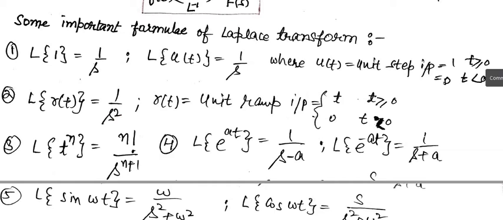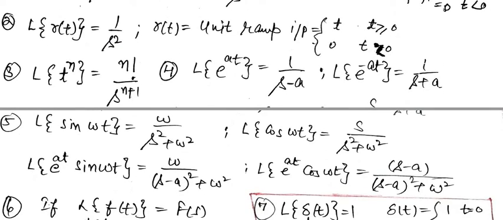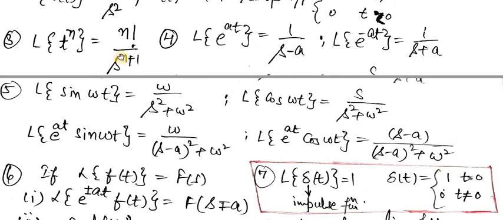Now third, the Laplace transform of t to the power n is factorial n upon s to the power n plus 1. Okay. Now the Laplace transform of the exponential function: the Laplace transform of e to the power at is 1 upon s minus a, and the Laplace transform of e to the power minus at is 1 upon s plus a. The Laplace transform of sin omega t is omega upon s square plus omega square, and the Laplace transform of cos omega t is s upon s square plus omega square.